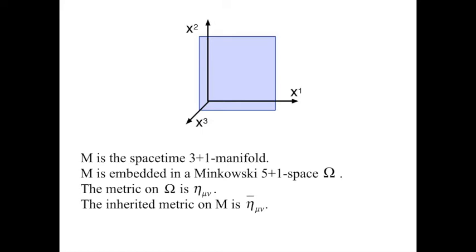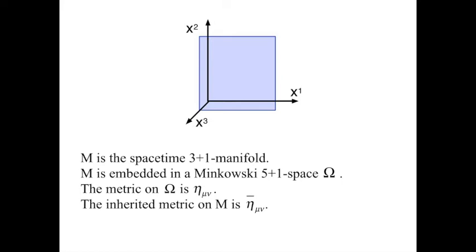We assumed that the spacetime manifold can be knotted, and in order to tie a knot, the manifold must be embedded in a higher dimensional space. If we begin with the assumption that the spacetime manifold has 3+1 dimensions, then those 3 spatial dimensions need to be embedded in something with 5 spatial dimensions in order for the manifold to be knotted. We therefore assume that the spacetime manifold M is embedded in a Minkowski 5+1 space that we call omega.